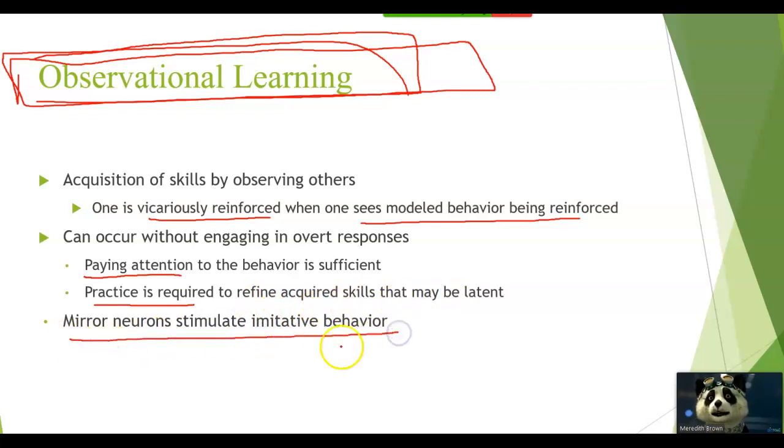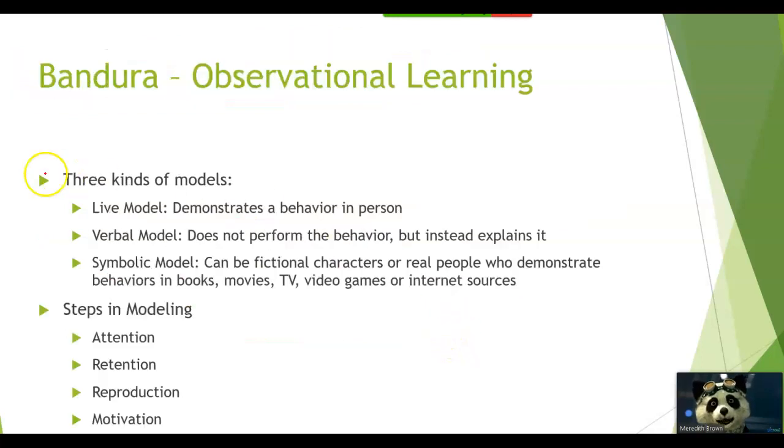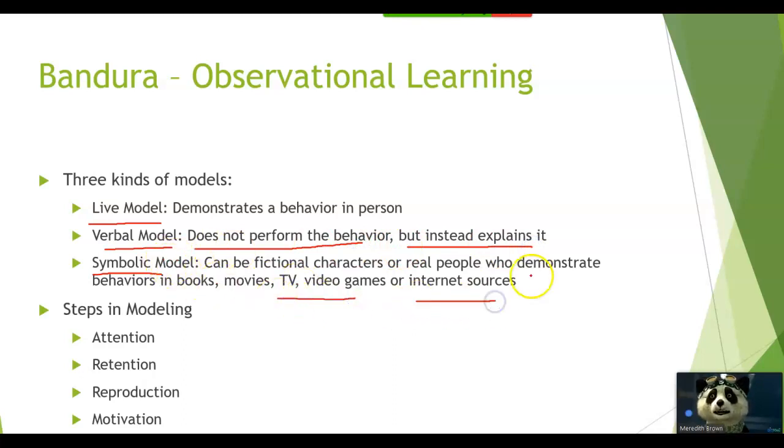So mirror neurons kind of stimulate this imitating behavior. We see it in babies as well. If you smile at a baby, "Hi baby," the baby's going to smile back at you. It's going to mirror that behavior. So Bandura found 3 kinds of models: a live model, a verbal model, and a symbolic model. The live model is demonstrating the behavior in person. A verbal model does not perform the behavior, but instead explains it. And a symbolic model can be something on TV, characters, video games. These are fictional characters displaying the behavior, okay?